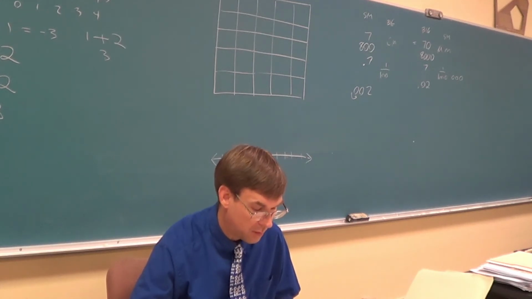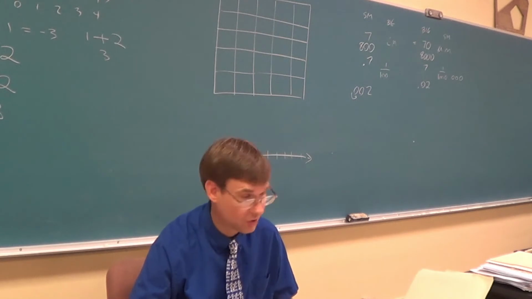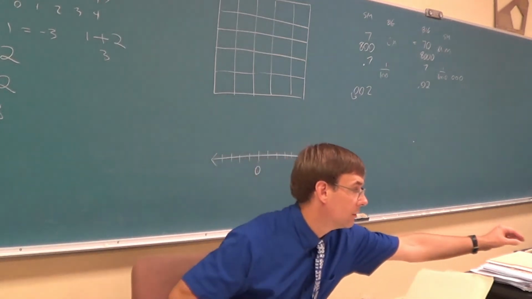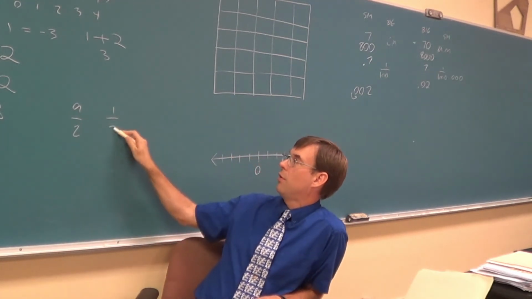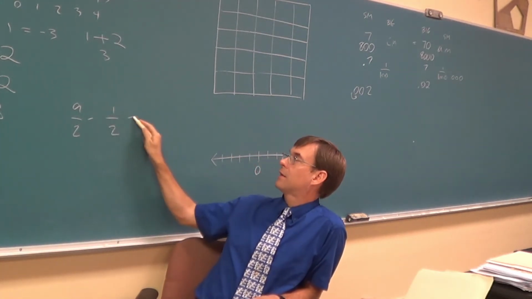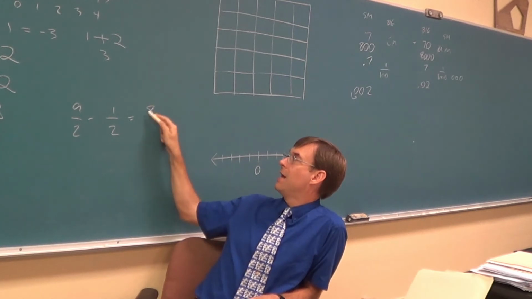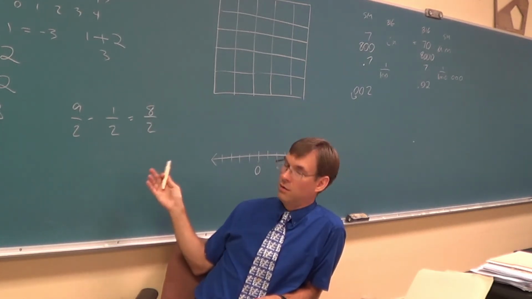For G, find B. Half. Find H. 9 halves. What are you going to have to do with all the numbers? Subtract. Subtract gets you 8 halves, but best answer 4.